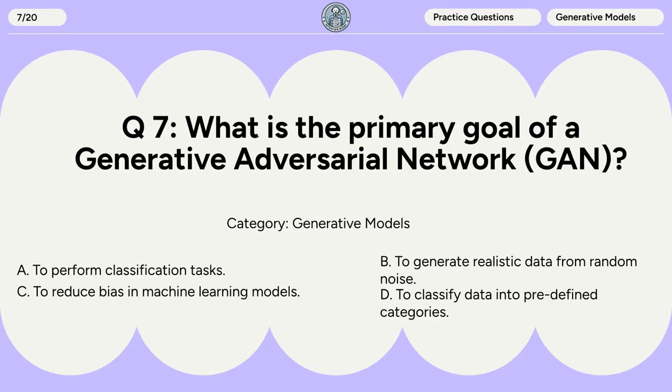Question 7. What is the primary goal of a generative adversarial network? A. To perform classification tasks. B. To generate realistic data from random noise. C. To reduce bias in machine learning models. D. To classify data into predefined categories.